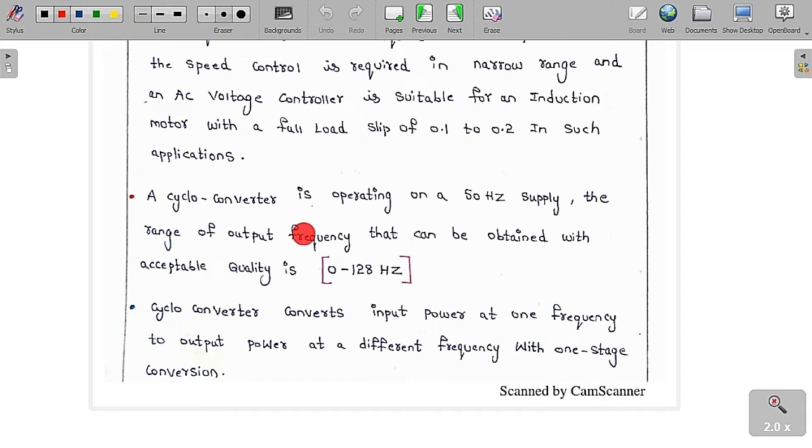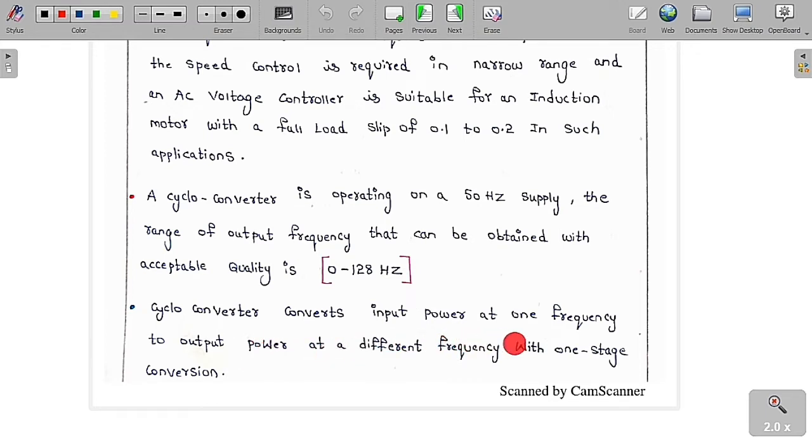So a cycloconverter is operating on a 50 Hz supply. The range of output frequency that can be obtained with acceptable quality means the acceptable quality of output can be obtained with an output frequency range of 0 to 128 Hz. Therefore, if a cycloconverter input is applied with a frequency of 50 Hz, then the range of output frequency that can be obtained with acceptable quality is from 0 to 128 Hz.